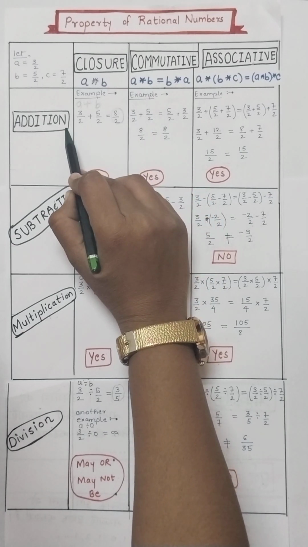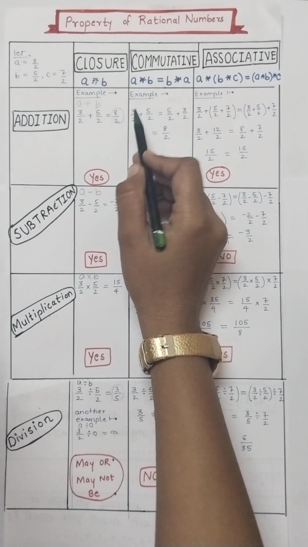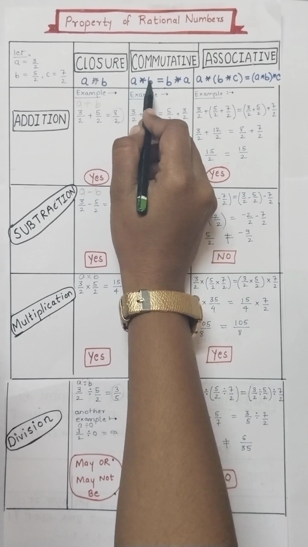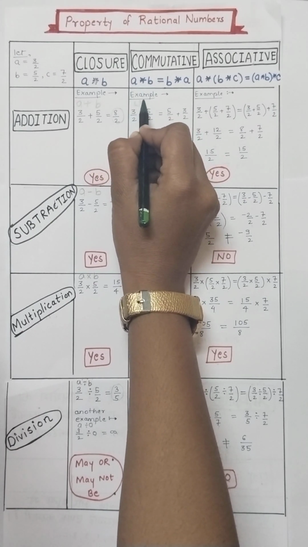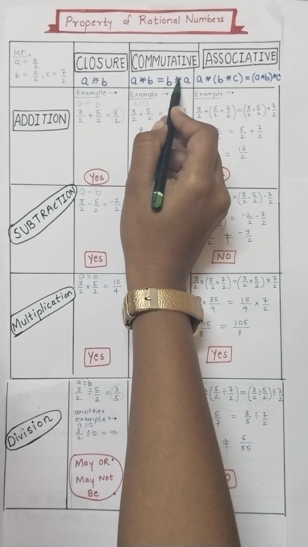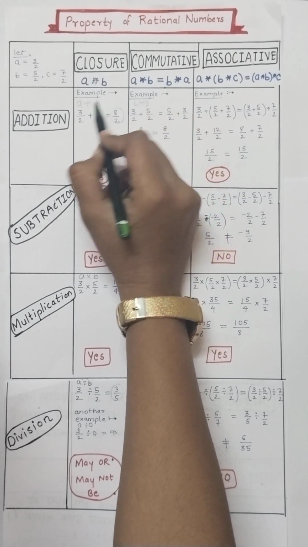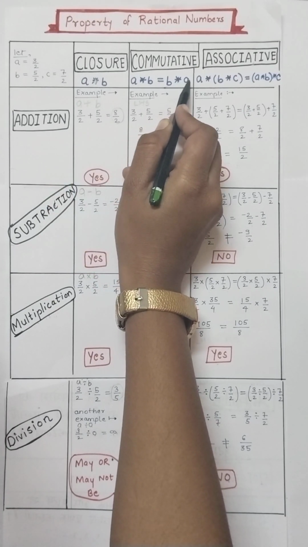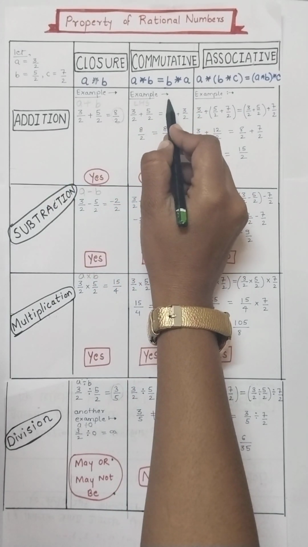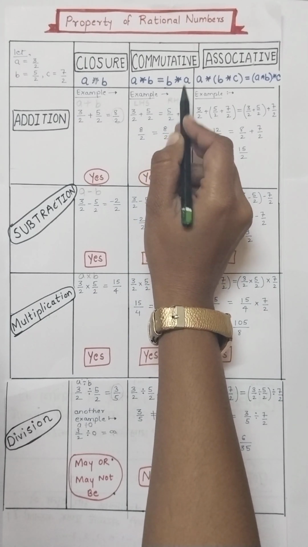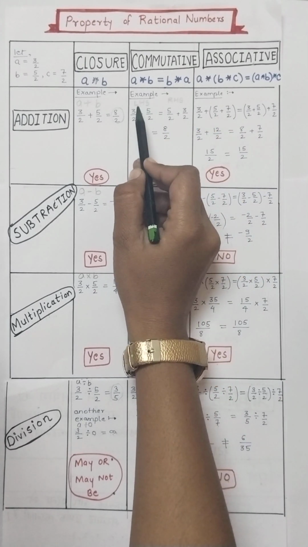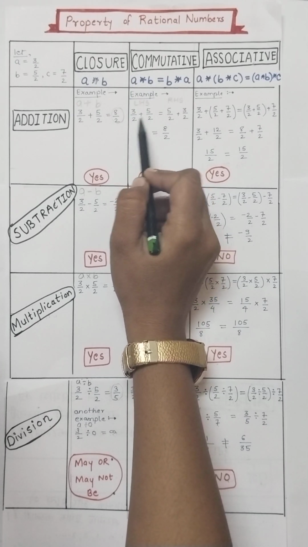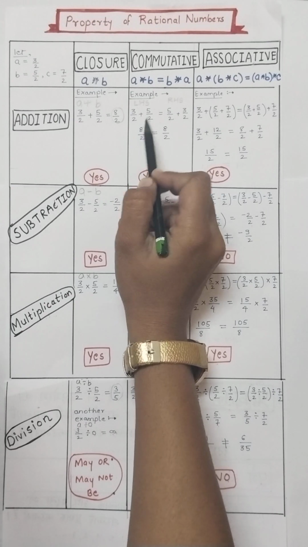First we will see for addition. Let's suppose this a asterisk b, that is here a plus b, is our LHS, and b asterisk a, that is as we are taking addition, so b plus a is our RHS. Put the values in LHS. Value of a 3 by 2 plus value of b is 5 by 2. When we add both these numbers, we get 8 by 2.